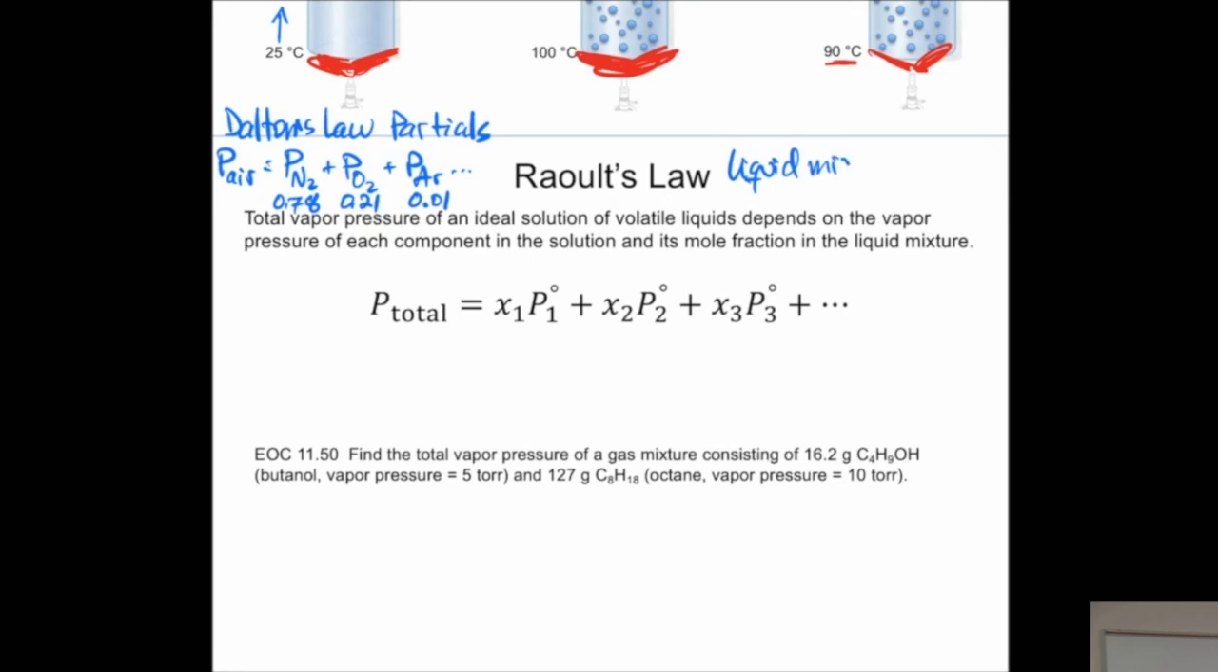Liquid mixture, and these are all volatile liquids. And we all know what that means now. A volatile liquid is something that will produce molecules in the gas phase at some measurable amount at 25 degrees, at normal conditions. That's how we classify a volatile liquid.